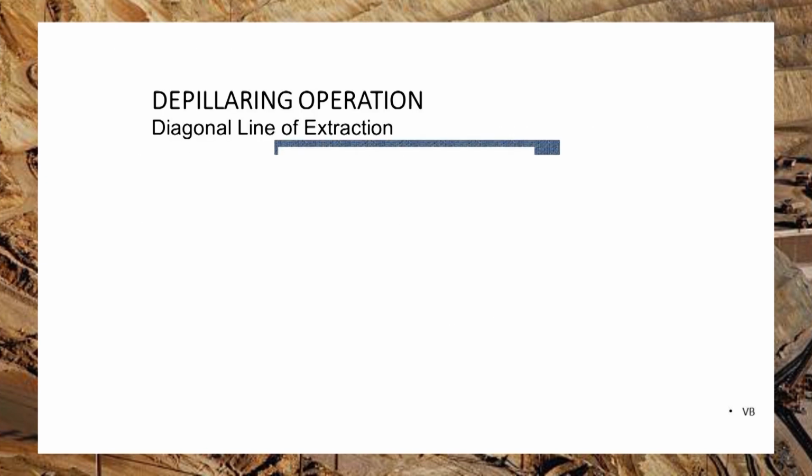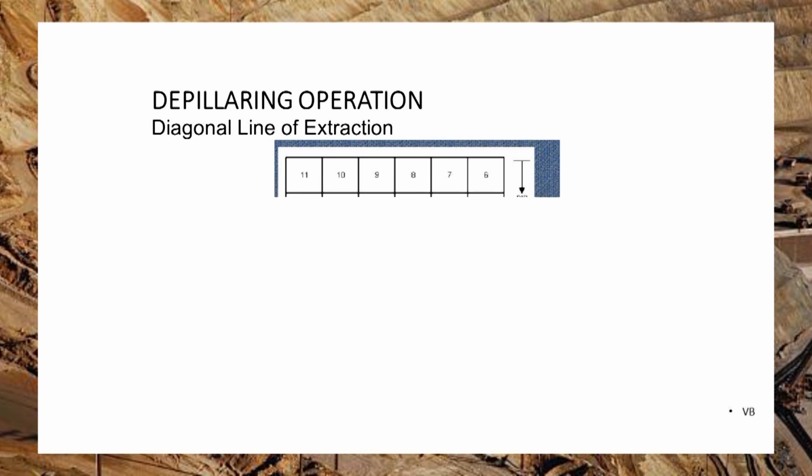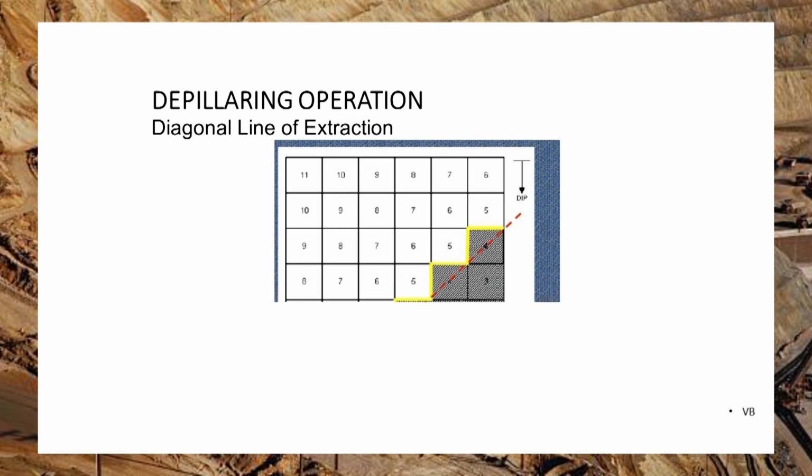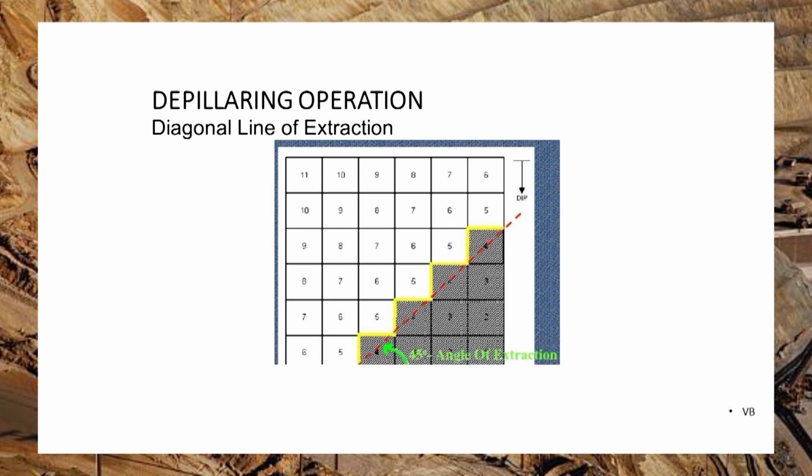You can see on the figure, this is the figure of diagonal line of extraction. The square form is shown, and on the square form the numbering is shown. The numbers are pillar numbers, the extraction line is shown by the red dotted line, and the green color shows the angle of extraction. So, it is the diagonal line extraction figure.